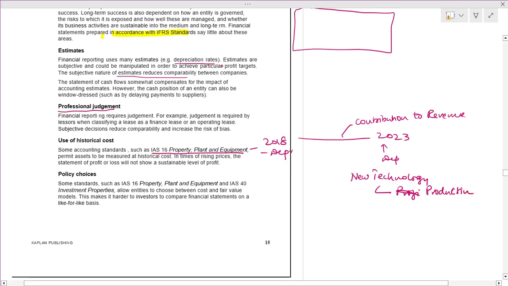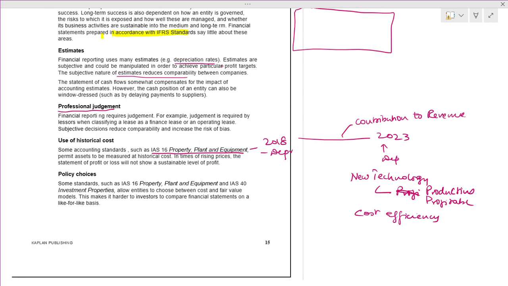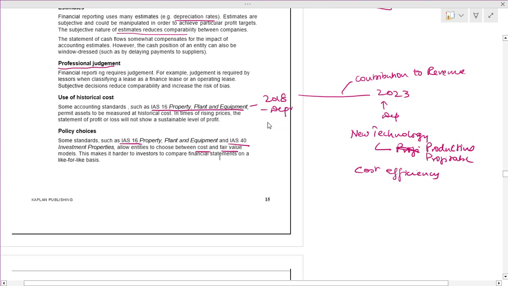Is that more profitable? And it is more cost efficient. Automatically, this is one of the limitations with respect to historical cost. The policy changes. Some standards such as IAS 16 and IAS 40 allow us to choose between cost and fair value. That means if you take IAS 40, you have a fair value model, you have a cost model.